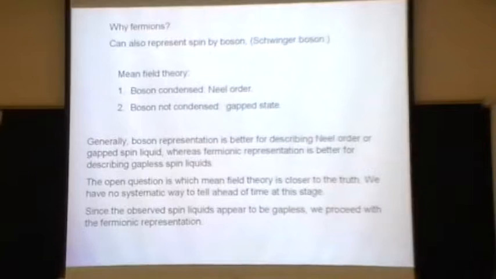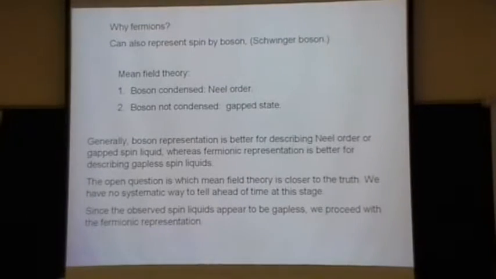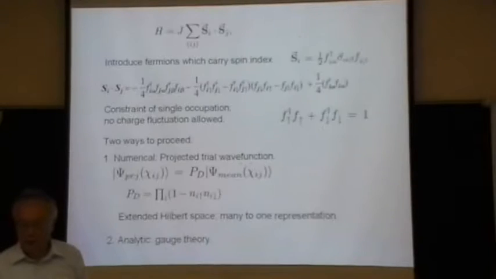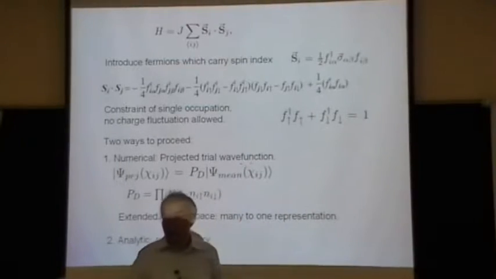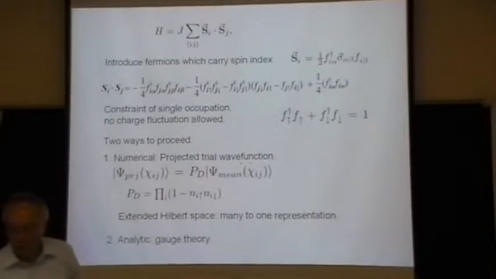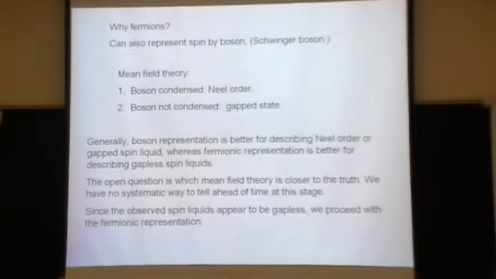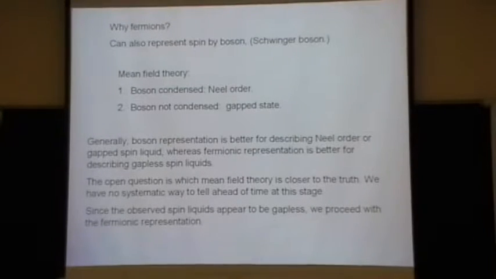But before I do that, let me raise the question: why am I doing it with fermions? You can certainly do the same trick with bosons. You can also write the spin with bosons, and that's called the Schwinger boson representation, a very well-known method. And so you can certainly develop that line. And people have done that.